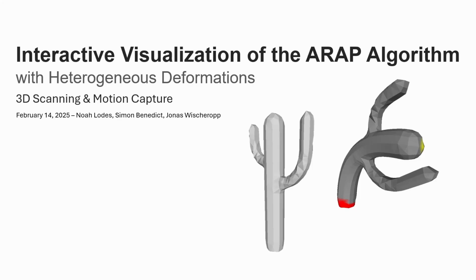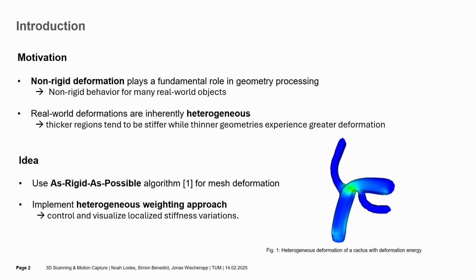In this project, we developed an interactive visualization of the ARAP algorithm for surface modeling and introduced a weight painting method to enable heterogeneous deformations. Non-rigid deformation is essential in geometry processing, as real-world objects like clothing, soft materials, and the human body deform in complex ways. However, the standard ARAP algorithm applies a uniform deformation, failing to capture varying stiffness in different materials. Our contribution introduces a heterogeneous weighting method for more realistic deformations.